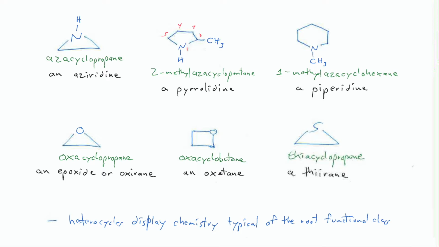So a cyclic amine is going to behave like an amine. It's going to do what amines do. So primary and secondary amines can act as nucleophiles. Amines have basic character associated with them as well.